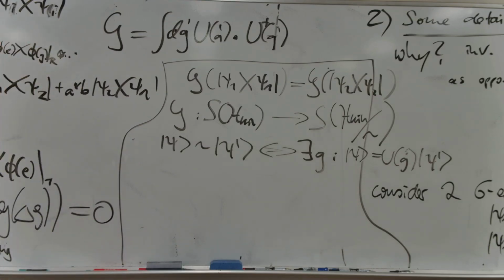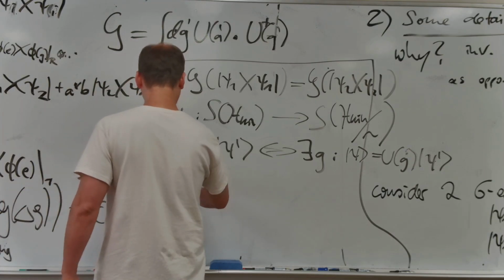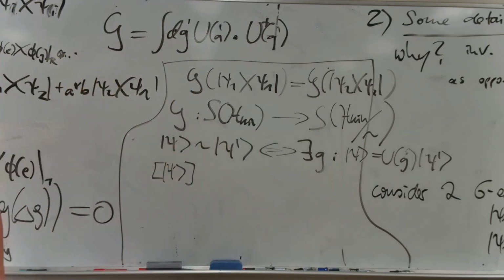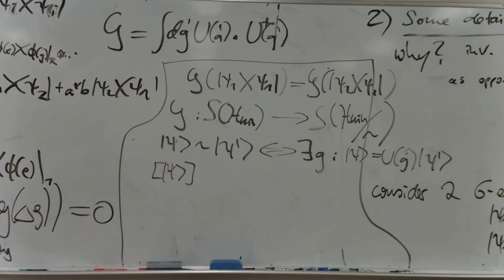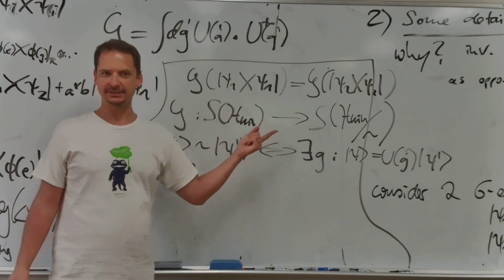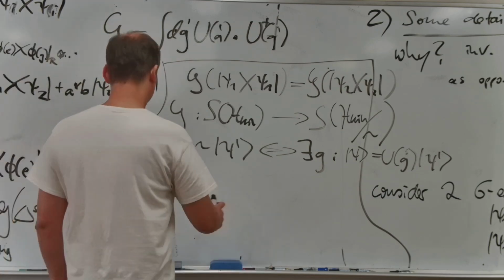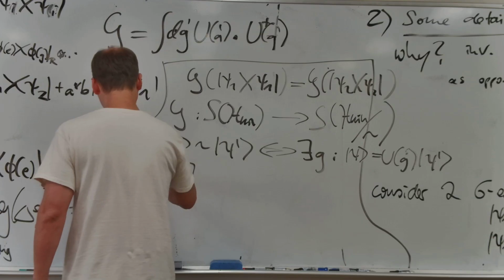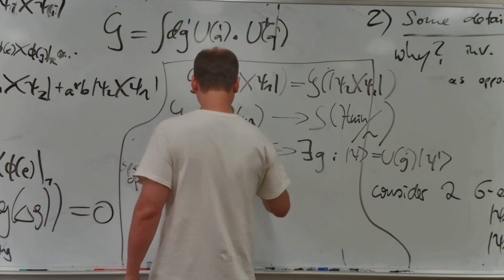Now I can think of an equivalence class of such states. But one thing is that the space of equivalence classes has no linear structure. Okay? So the space of states that I get in this way is not a Hilbert space. It's not even a linear space. So the space of these equivalence classes is not linear.